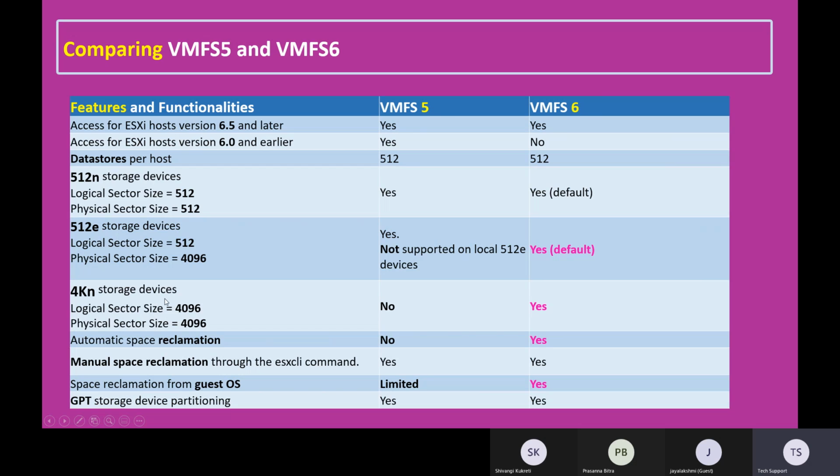So in some interviews they may ask, I have two versions of VMFS, why should I choose VMFS version 6? Can you elaborate on any key difference? At that time you can highlight this point: 4K native, N means native. 4K native storage device support is only for VMFS 6 and it's not available in VMFS 5.